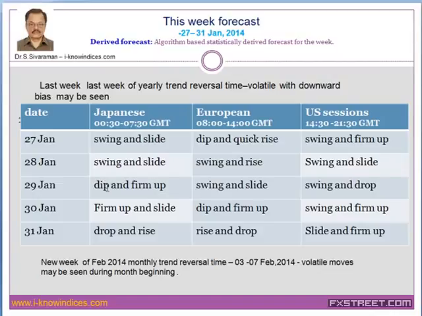Then on Wednesday, dip and firm up moves could be seen during the Japanese session, and swing and slide could be seen during the European session. So they could make a quick drop before the FOMC and continue to make lower level swings, and then after the FOMC they could make a drop. Then afterwards, on the 30th, they could firm up at the start of the day and then slide, then dip and firm up. Either way, swings could be seen.